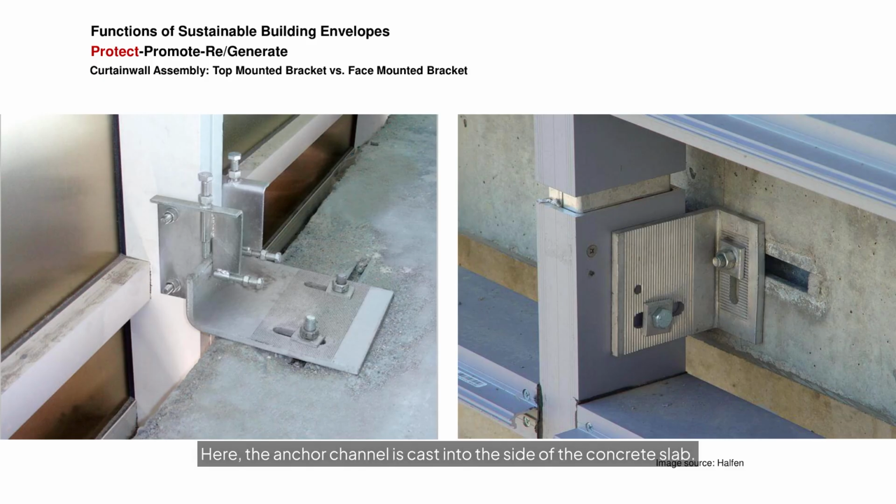Here, the anchor channel is cast into the side of the concrete slab. The curtain wall bracket then bolts onto that vertical face anchor bracket and carries the mullion. As a rule of thumb in industry, face-mounted, edge-of-slab attachments are preferred when you want full floor-to-floor vision glass, allowing the curtain wall to bypass the slab.